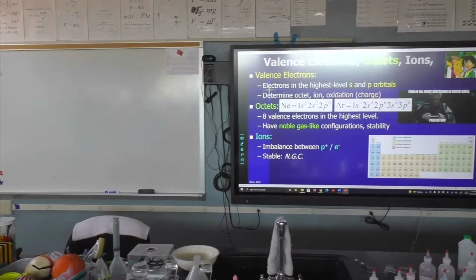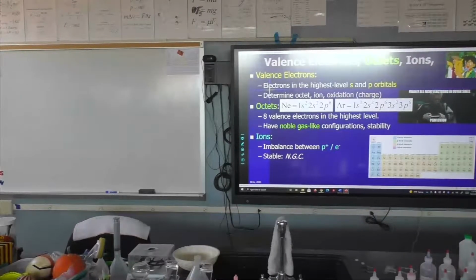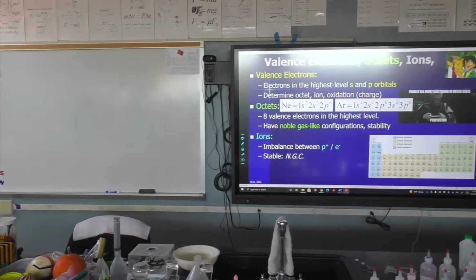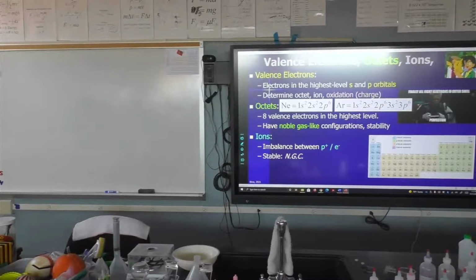If you're in group 16, you want to gain 2 electrons. If you're in group 15, you want to gain 3 electrons. If you're in group 1, you want to lose 1 electron. If you're in group 2, you want to lose 2 electrons. And if you're in group 13, you want to lose 3.